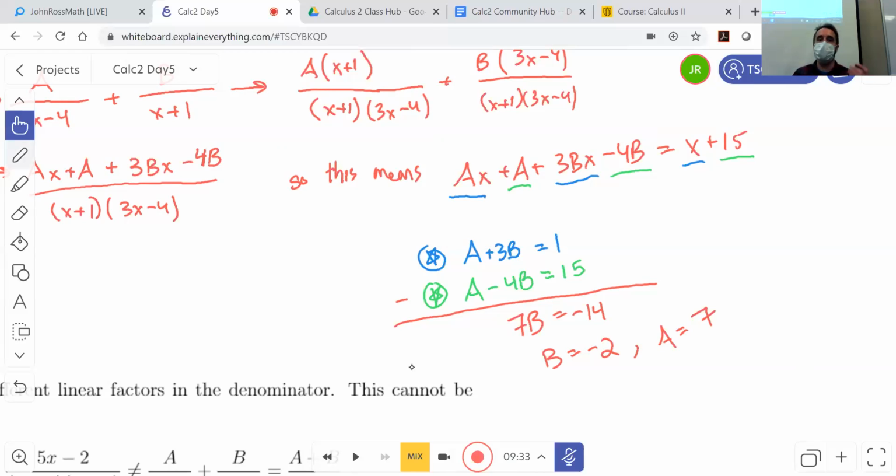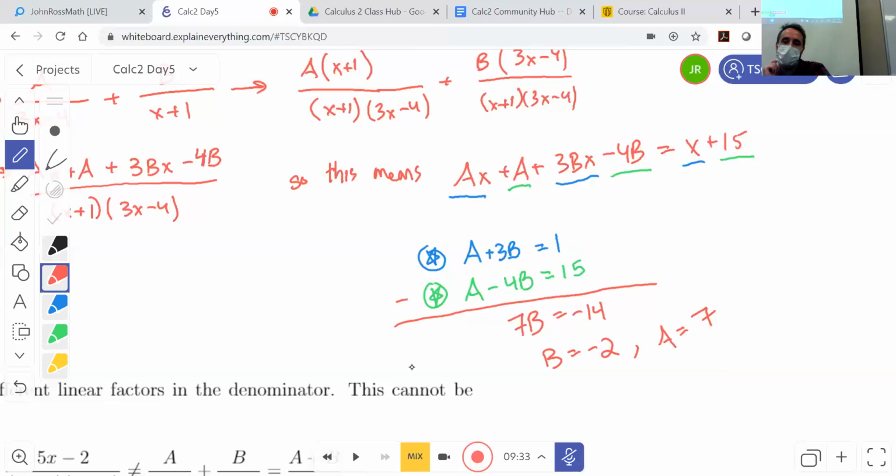And then I used the same strategy as last time, only this time I noticed that we had a single a already isolated. So we had a 1a for blue, a 1a for green, and I went ahead and just subtracted one equation from the next. So blue equation minus green equation. Notice the a's cancel, so a minus a is 0a. 3b minus a negative 4b is equal to a positive 7b. And then 1 minus 15 equals negative 14. So we ended up at long last with the equation 7b equals negative 14. That would mean that b is equal to negative 2.